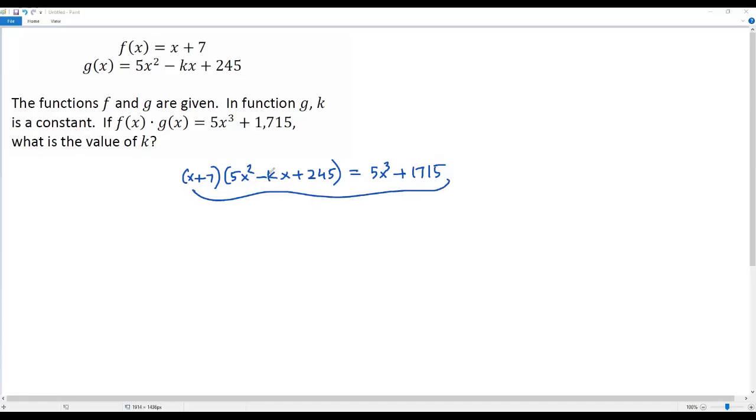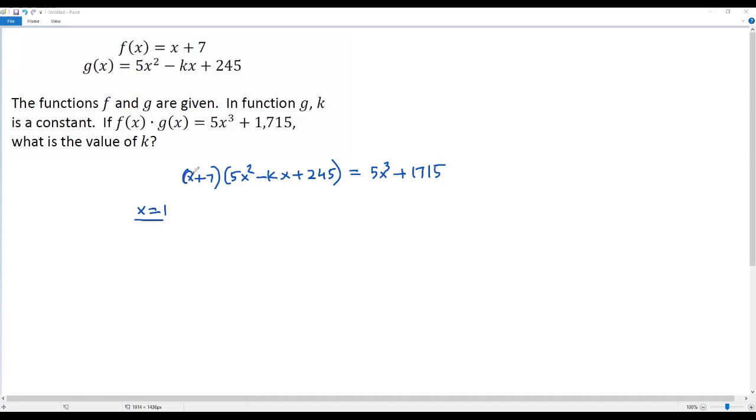Since this equation contains an unknown constant k, we can consider this equation is true for all real values of x. So we can plug in any real value for x. For my convenience, I plug in x equals 1, because when I plug in x equals 1, it will make the calculation process easier.